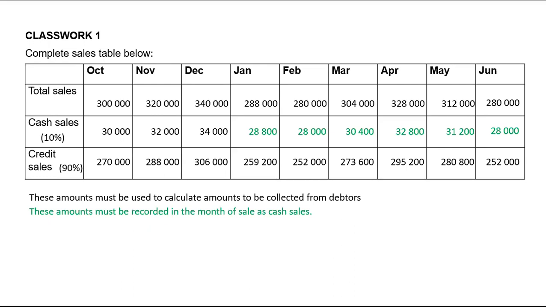So when we calculate the amounts that will be collected from debtors, we only focus on the budgeted period. We only focus on the budgeted period. And our budgeted period, we only focus on collections that will be made in January, February, March, April, May, and June. We together there.